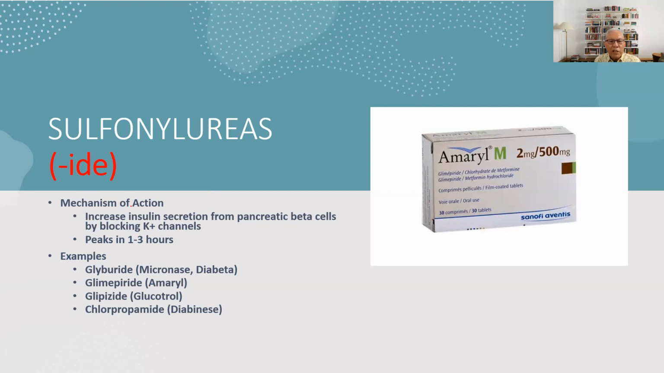Now, all sulfonylurea drugs have similar effects on blood sugar levels, but they differ in their side effects and interactions with others. So as you could see, the examples over here are glyburide, glimepiride, glipizide, and chlorpropamide. So they all end with IDE, okay? So remember them by their generic name rather than their brand name, because that is going to be easier to remember, okay?